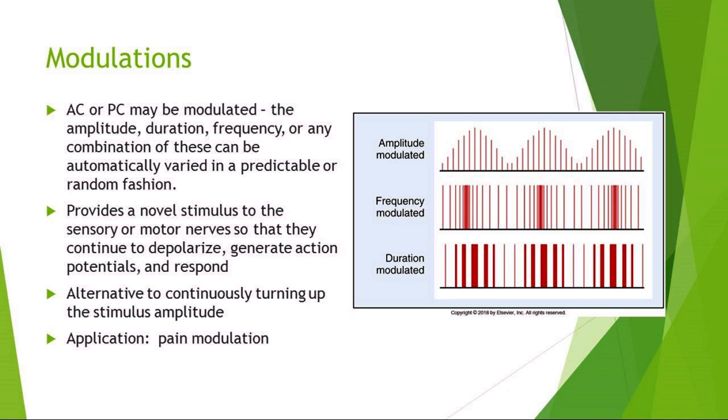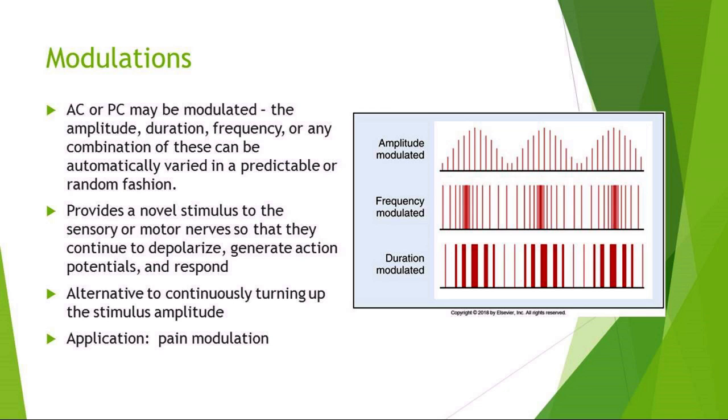So it's basically an alternative to continuously turning up the amplitude, because as the nerve accommodates, if you don't modulate, you can keep turning up the amplitude to a point because you're going to get used to it. And this is usually used in pain modulation. So when we talk about specific pain applications, we will talk about this.